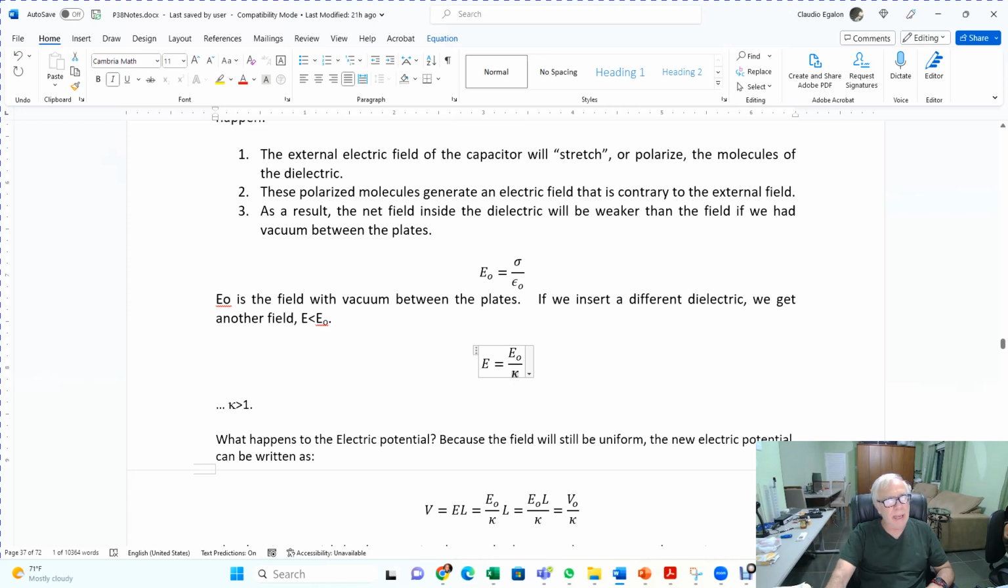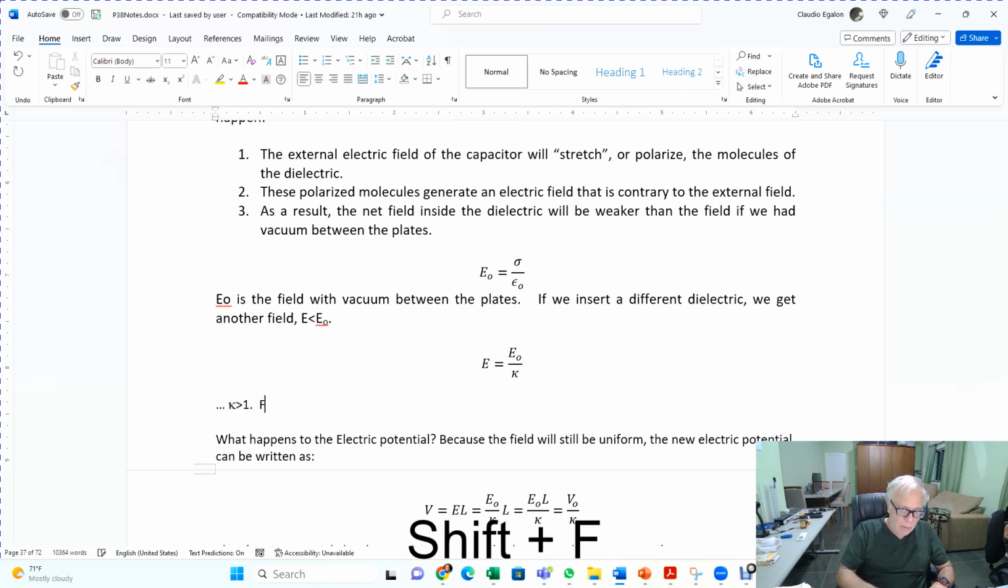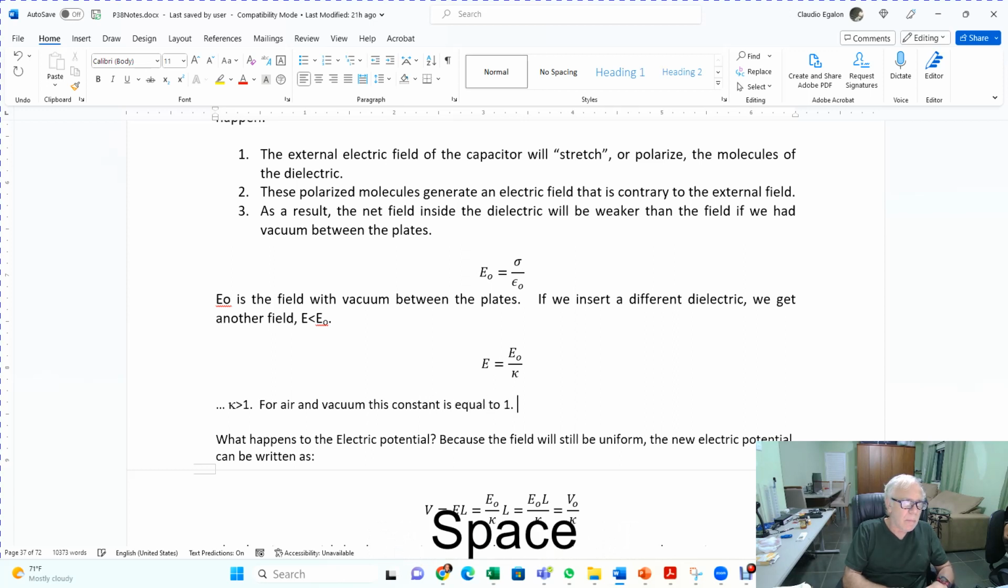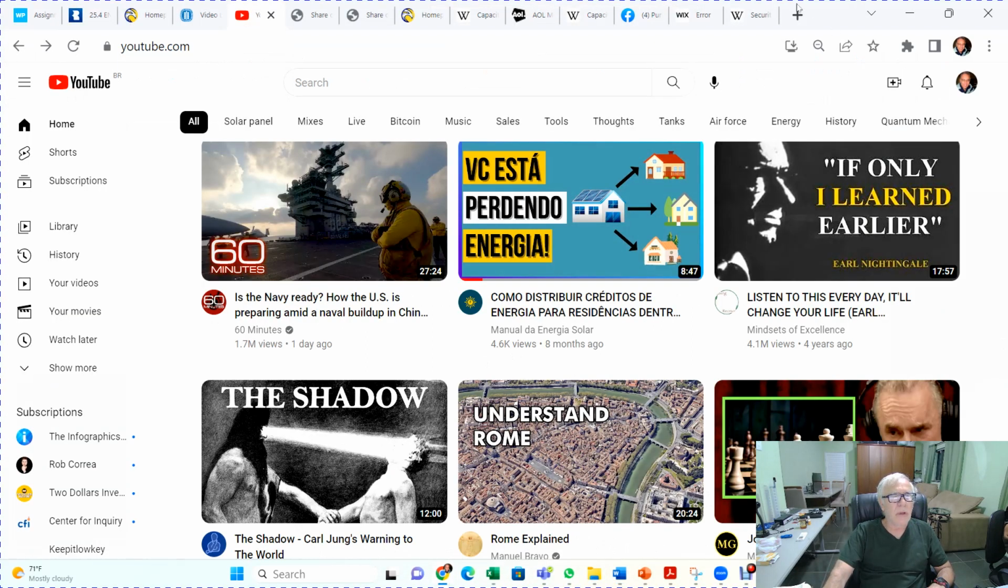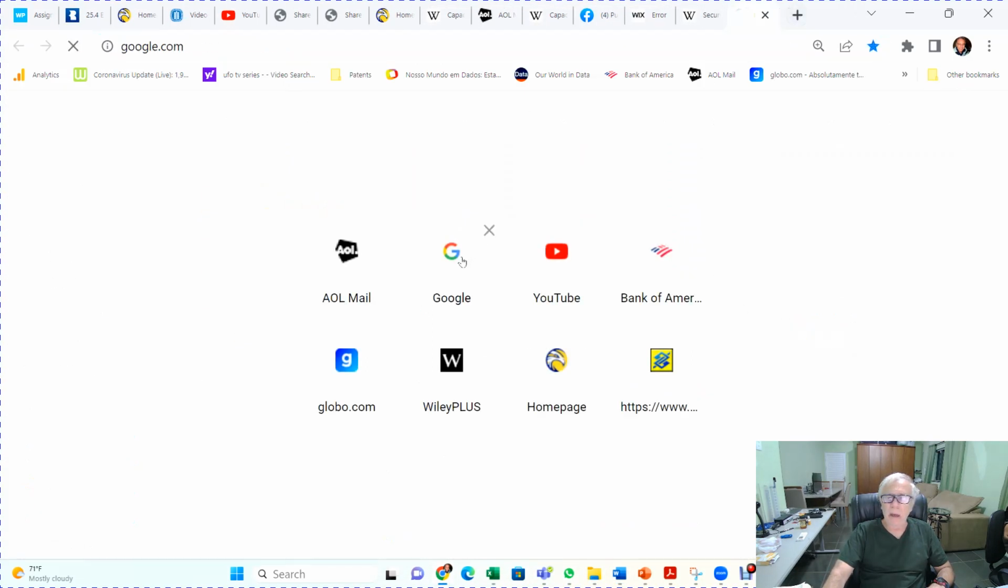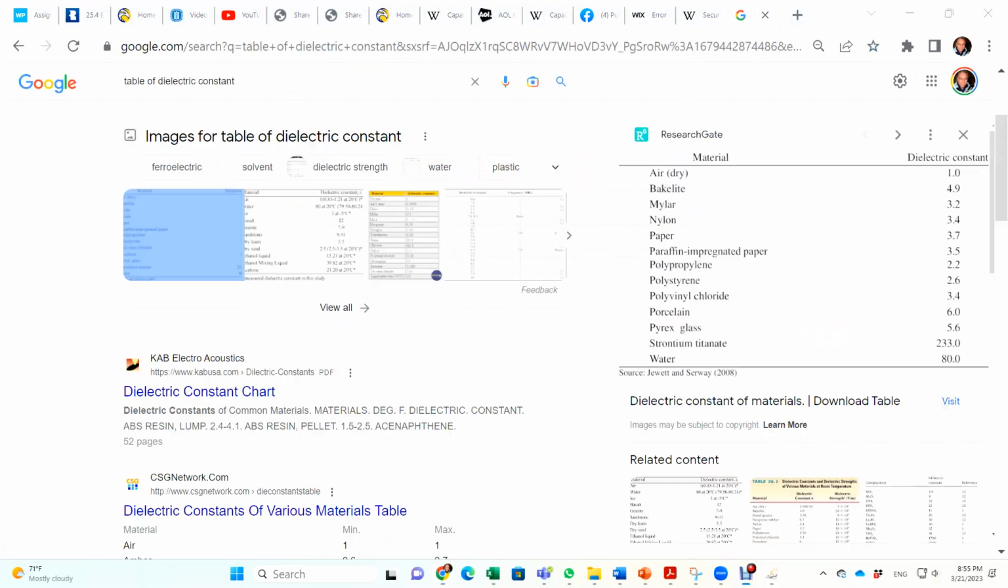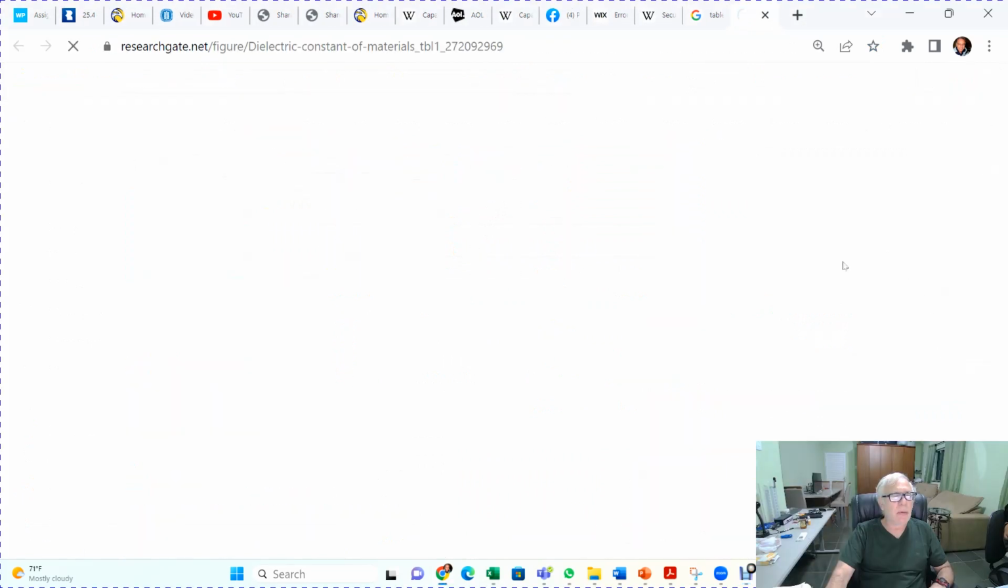If we are talking about air or vacuum, this kappa is equal to 1. Okay? For air and vacuum, this constant is equal to 1. For other materials, the constant is different, greater than 1. So we can consult the internet to find out what those values would be. Here is one of those tables.